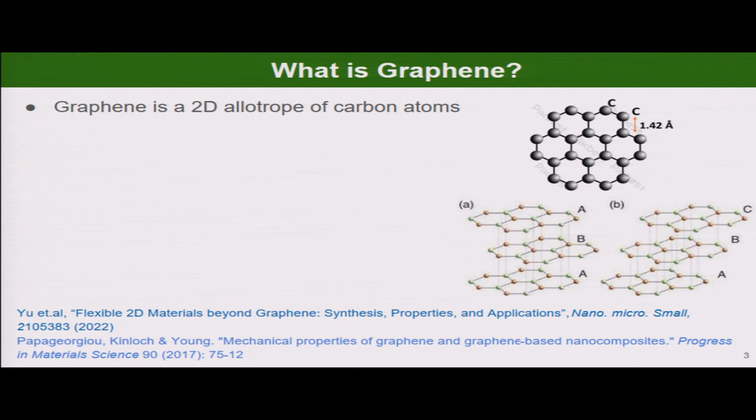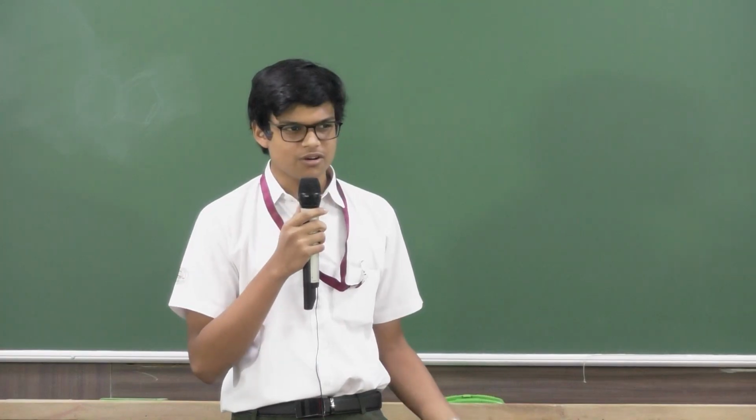Graphene is a 2D allotrope of carbon. And when we say 2D, we don't mean mathematically 2D. We don't mean that it has a thickness of 0. In material sciences, anything with a thickness of less than 100 nanometers can be classified as a 2D material.